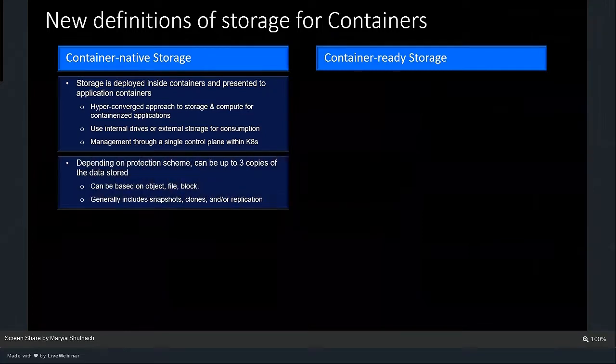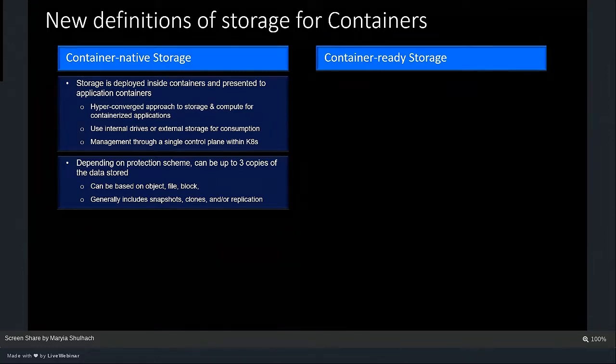However, I wanted to mention that we can do almost the same thing we can do with a traditional storage. So we can store up to 3 copies of our data. It can be based on object, file, or block storage. And we can also create snapshots, clones, and replicate such a storage.